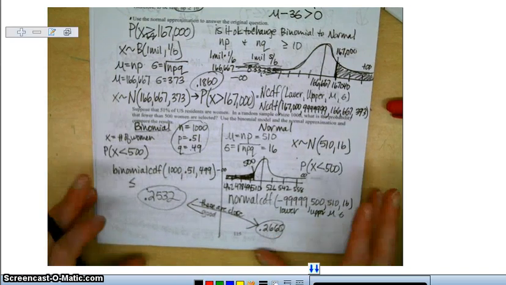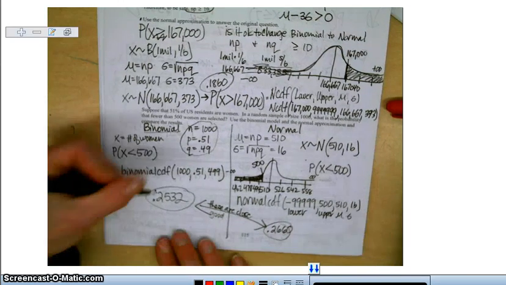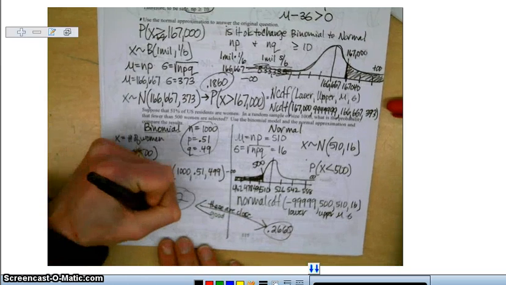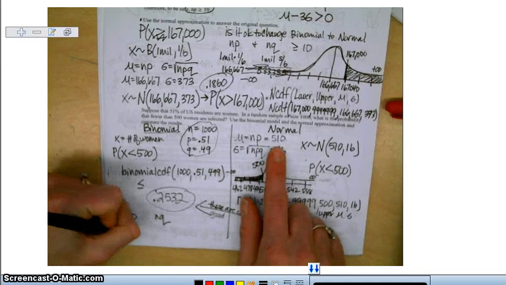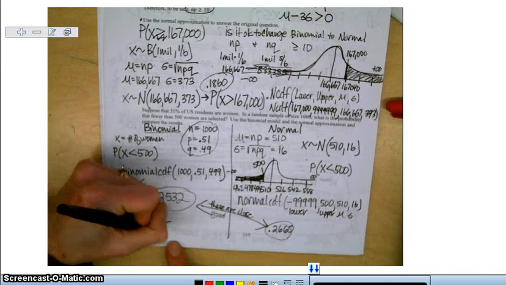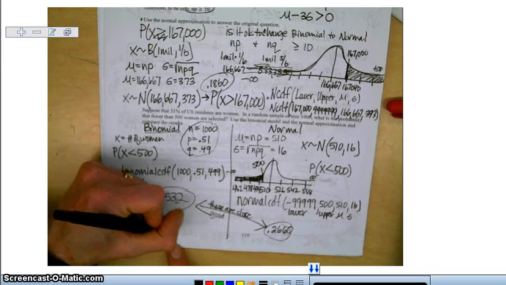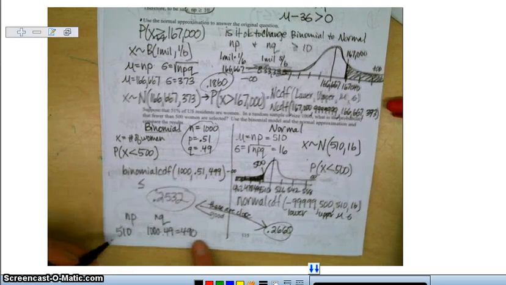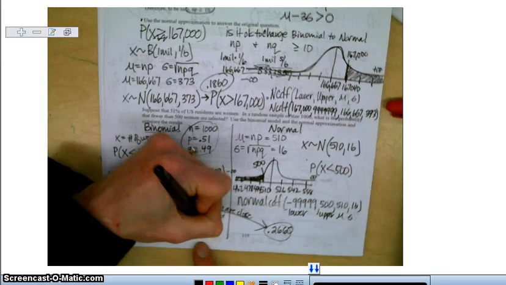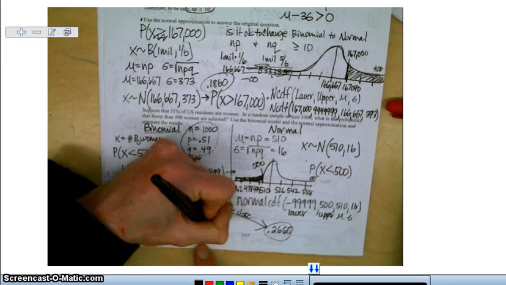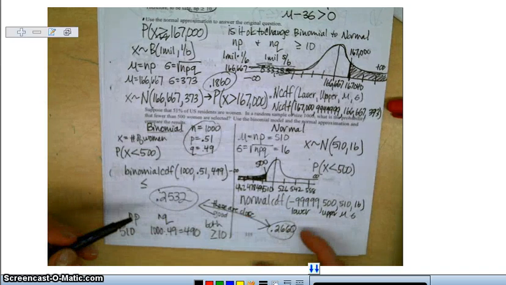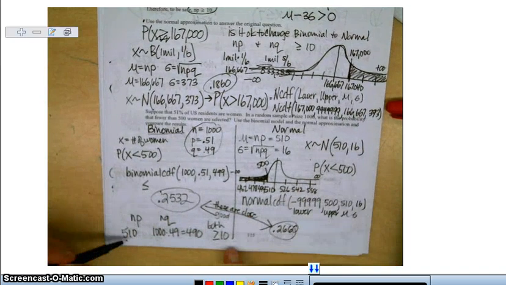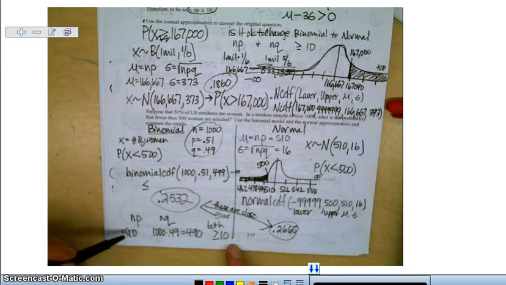Okay, now I just want you to look at something. What is n times p and n times q in this problem? Well, we already found n times p was 510. n times q is 1,000 times 0.49, which is 490. Are they both greater than or equal to 10? So that's why it's okay. They're close because n times p and n times q were greater than 10.